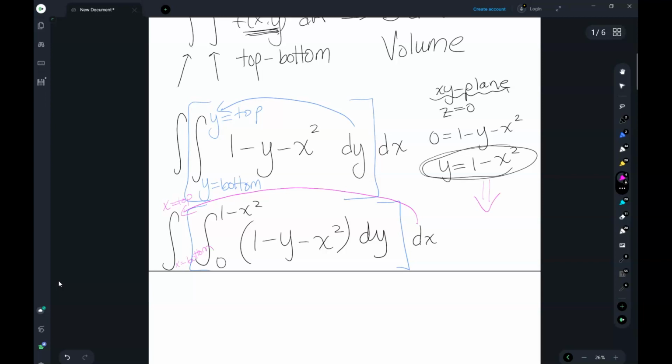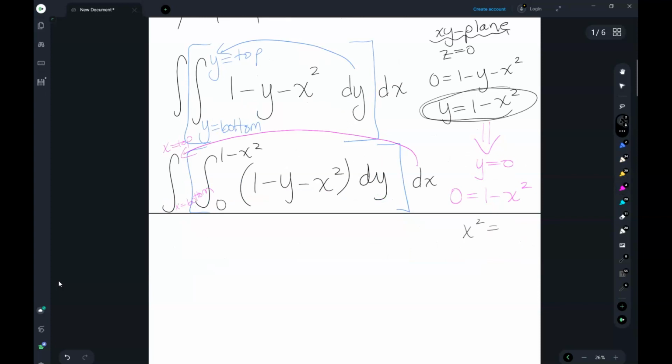So we keep working off of the last equation we have, which is y equals 1 minus x squared, and we're going to see what happens when y equals 0. That'll let us know what the bounds on the x-axis are. So if y is 0, we get 0 equals 1 minus x squared, and we're going to solve that for x. So x squared equals 1, which means x equals positive and negative 1. We were asked to stay in the first octant, which means don't go below 0. So we're going to ignore the negative 1 part and just use the positive 1 part. And now we have our bounds for x, 0 to 1.